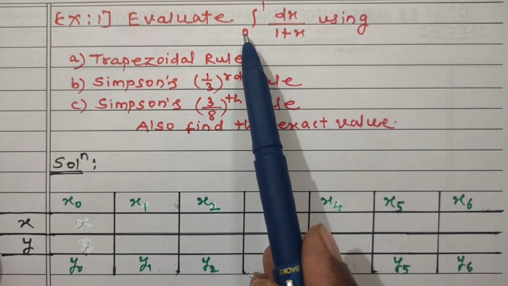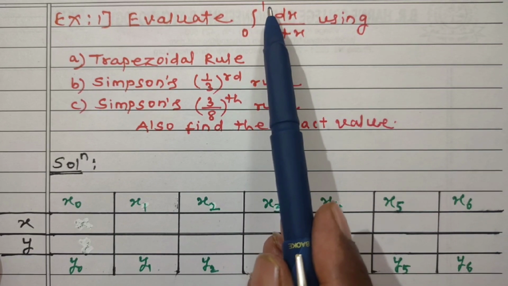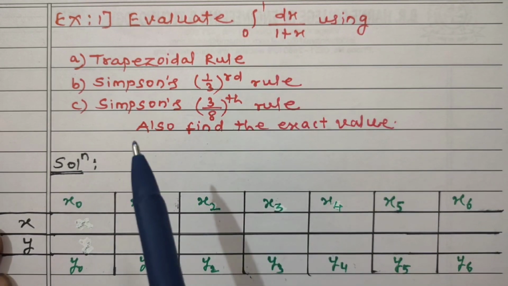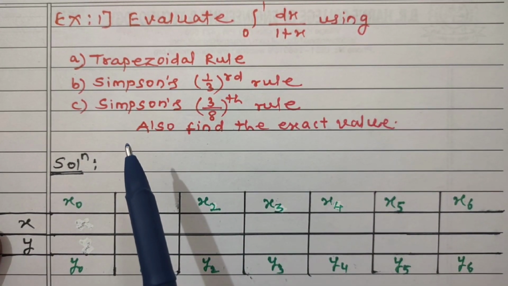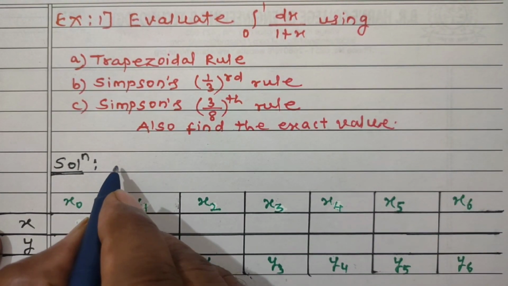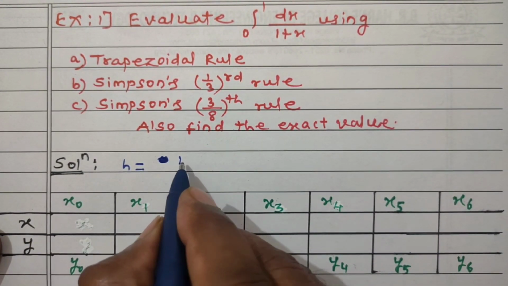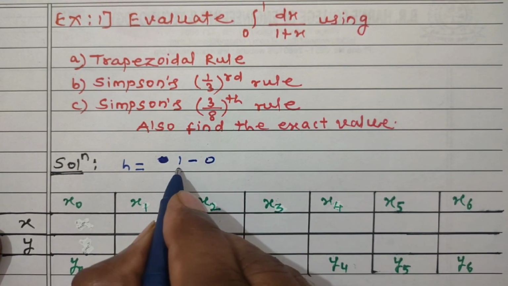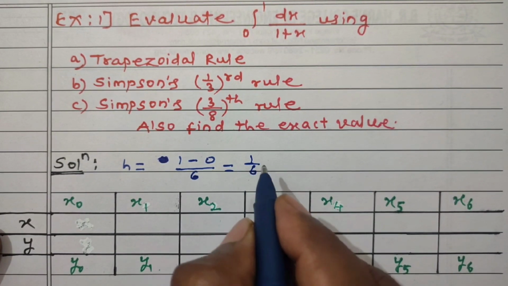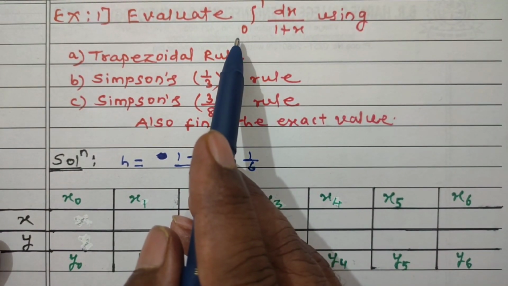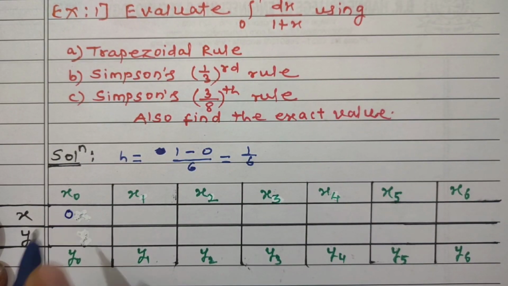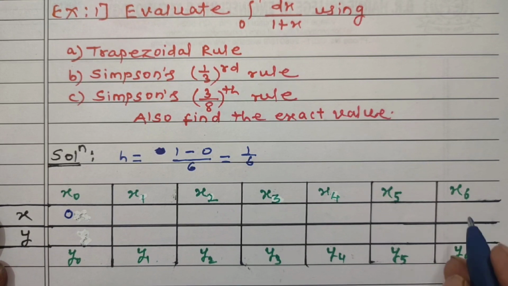Here lower limit is 0, upper limit is 1. Try to get 6 intervals. So we must know value of h, which is length of each interval. And length of each interval, that is h, we can find: h is equal to upper limit 1 minus lower limit divided by 6, which is equal to 1/6. Now this is x0 and this is xn. Okay, x0 is 0 and last value x6 is 1.